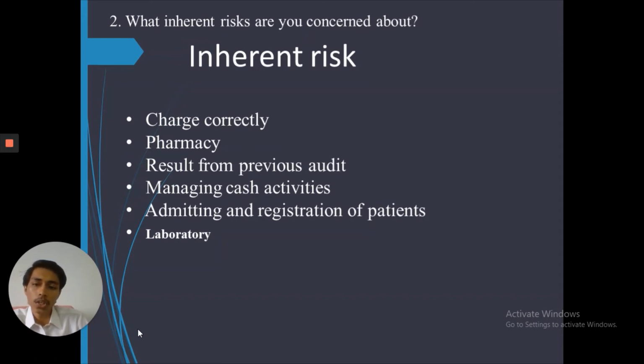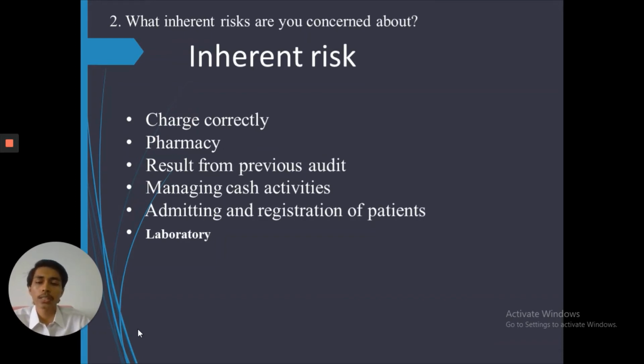Secondly, pharmacy. Do they have any pharmacy in their hospital? And if they have a pharmacy, then how do they collect the medicine, how do they sell the medicine, and how do they record the sales return of the medicine? Thirdly, results from previous audit. So we need to check the previous audit report and find where we need to focus more.